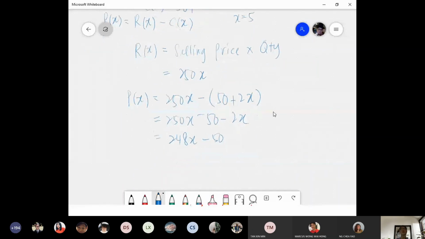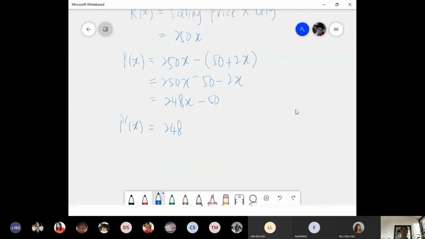Now what do we do next after we have the profit function? Yan-Lu? Differentiate. Good. So we differentiate to find the marginal profit function. What do we get? 248.